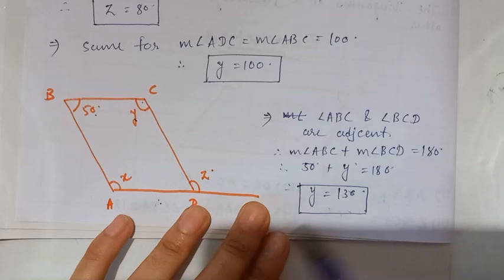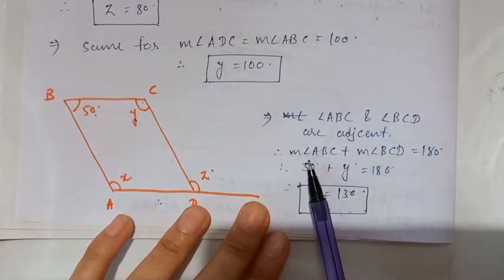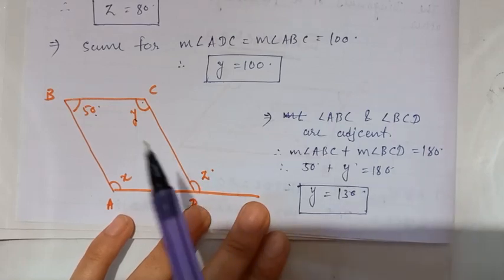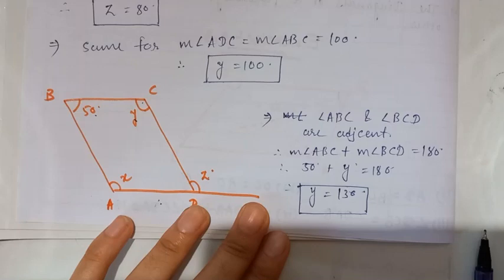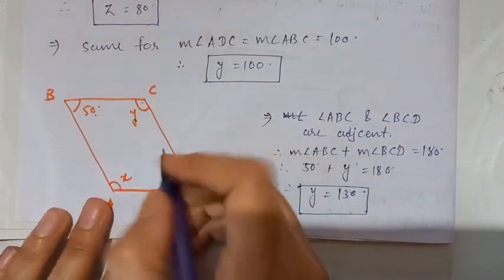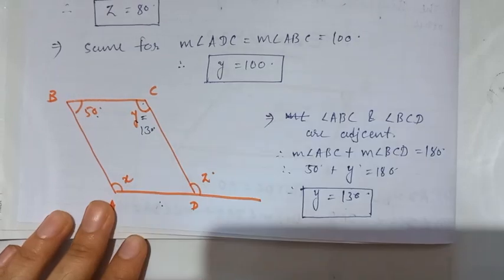See, whatever you have studied in chapter number 1 will come in the coming chapters. This transposition of variables from the right hand side to the left hand side and left to right is the base of chapter number 1. It will be beneficial if you have studied chapters number 1 and 2 very properly. So this y is equal to 130 degree.